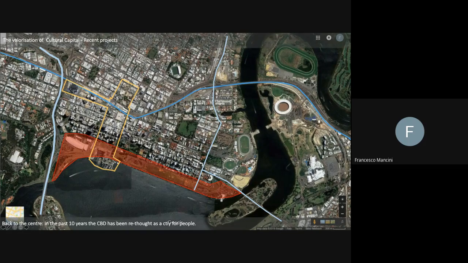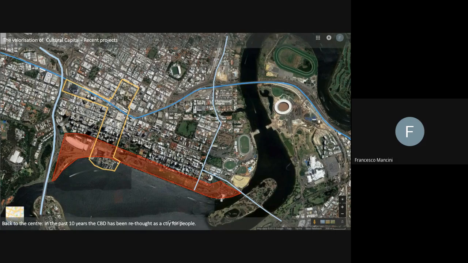So these are the major infrastructural elements that have probably served the city in some sense, but also have denied the opportunity for the city to develop as a whole. And on the left of the Kwinana Freeway, you see King's Park, which is one of the most important parks and botanic gardens of the whole area.